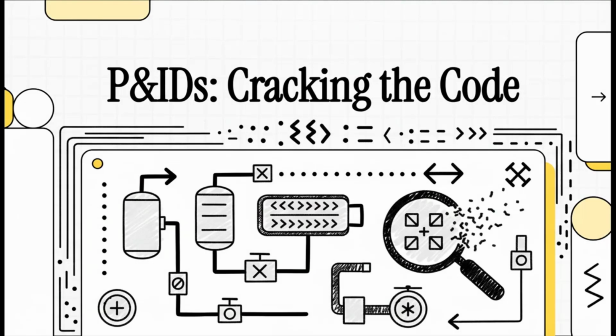All right, let's just jump right in. Have you ever looked at a massive chemical plant or a sprawling oil refinery and just wondered, how does that thing even work? Well, the answer is kind of hidden in plain sight on these documents called P&IDs. They're the blueprints for our entire industrial world. But honestly, to most people, they just look like some kind of secret code. Today, we're going to crack that code.